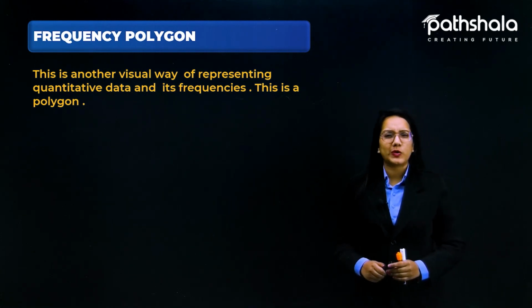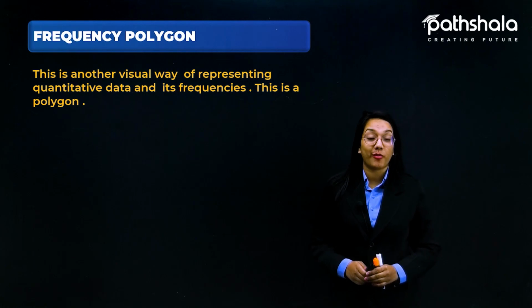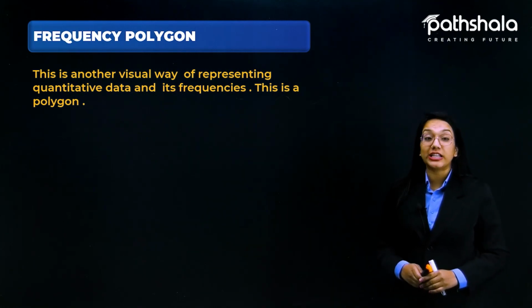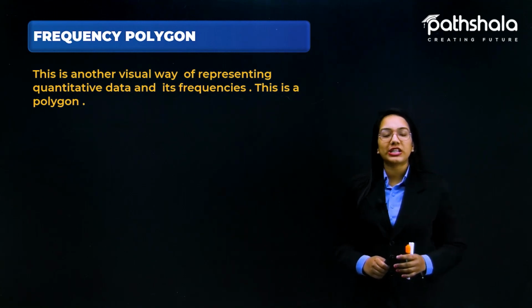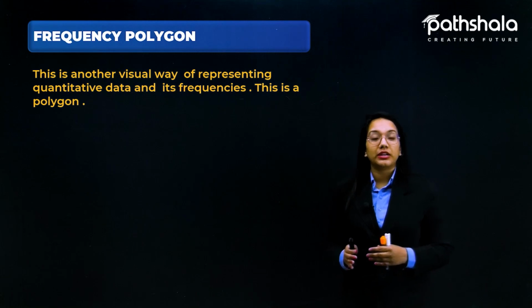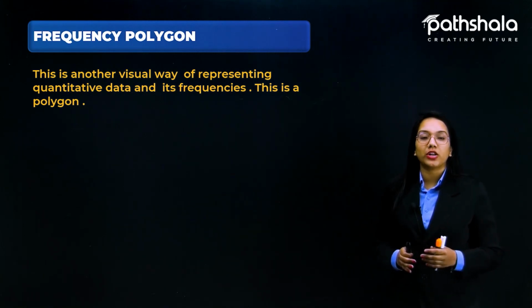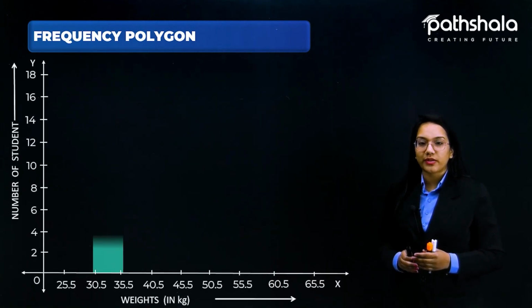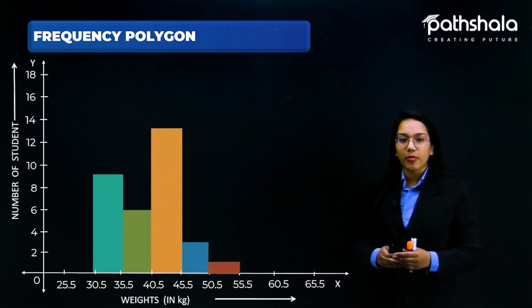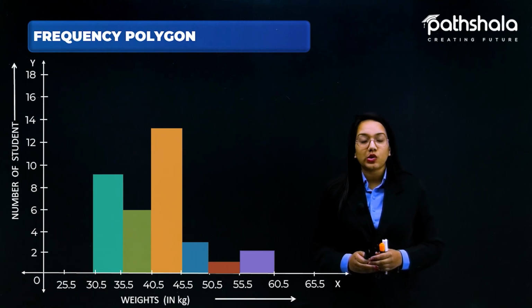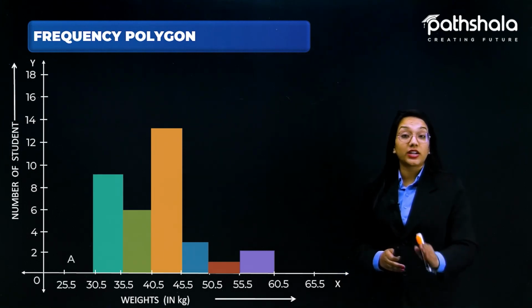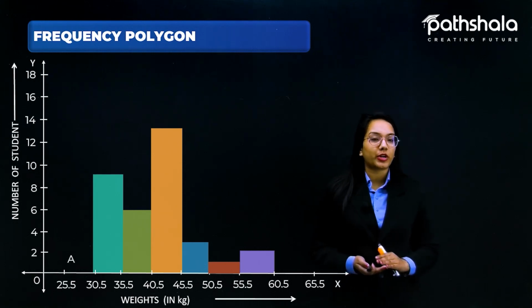So let us suppose I'm talking about how we can form a frequency polygon. For that, first of all, we have to construct a histogram. Let us suppose I'm taking the histogram of the previous example, the histogram of the weights and the number of students. Now how can we construct the frequency polygon for this particular histogram?